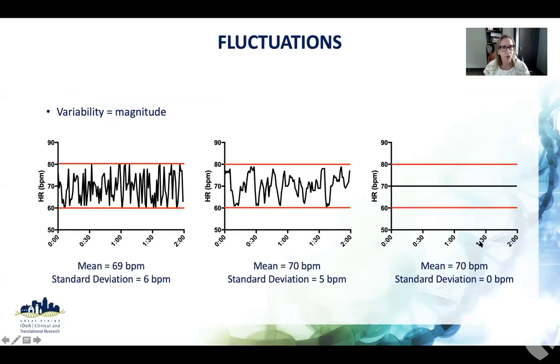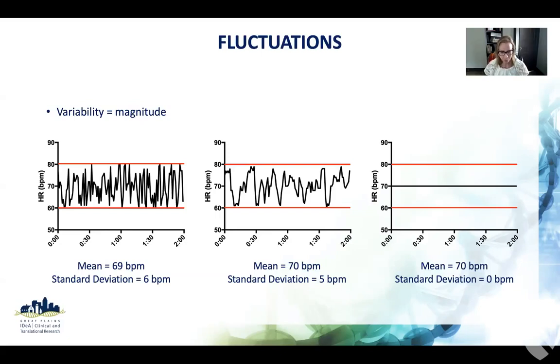So ways that we can look at the fluctuations, one of them is we can look at the actual variability of them. People are really familiar with this, in standard deviations or coefficient of variation, which just gives you a magnitude of how much the fluctuations are moving. So like I said, the means were very close in these, and you can see that the standard deviation of the middle and the left one are fairly similar. And then on the right, you have no standard deviation because there's no flexibility there.